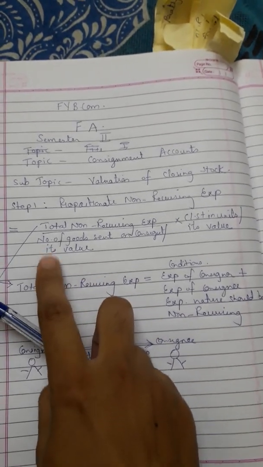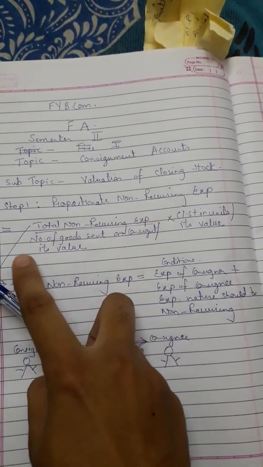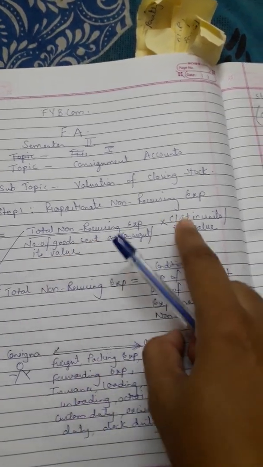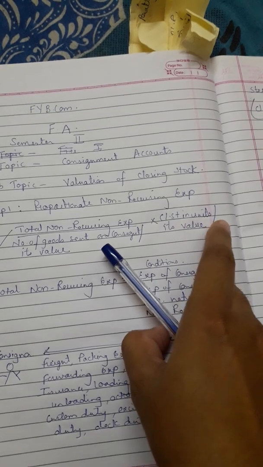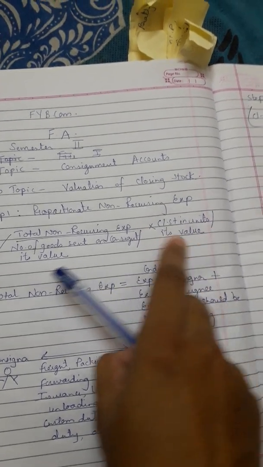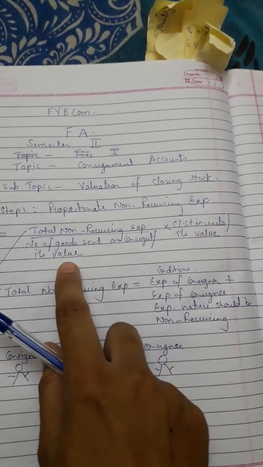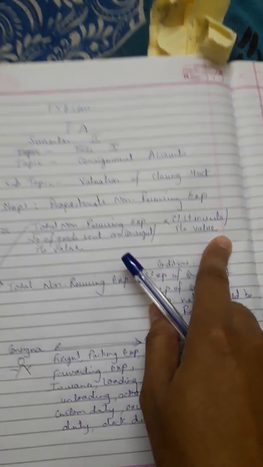What is that formula? Total non-recurring expenses divided by number of units sent on consignment or its value, multiplied by closing stock in units or its value. So if here you are taking value, then here also you have to take value. If here you are taking units, then here also you have to take units.